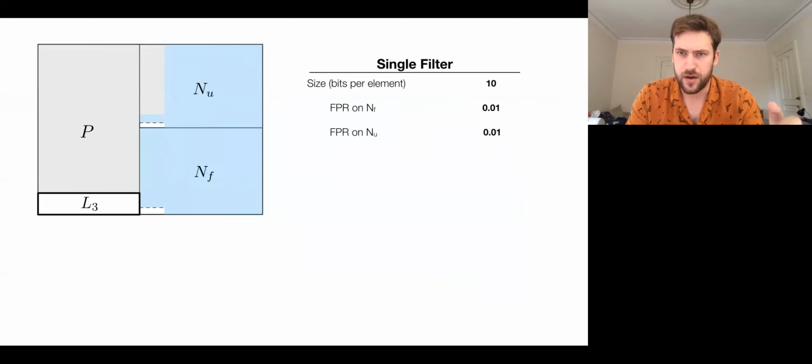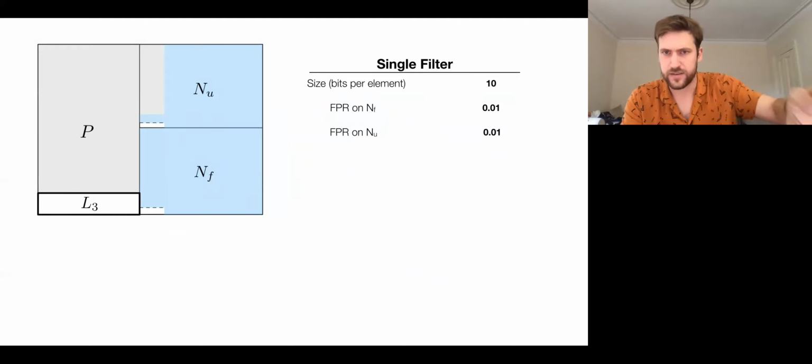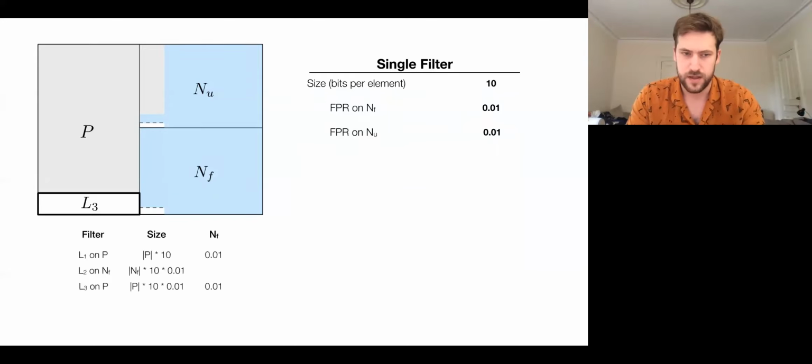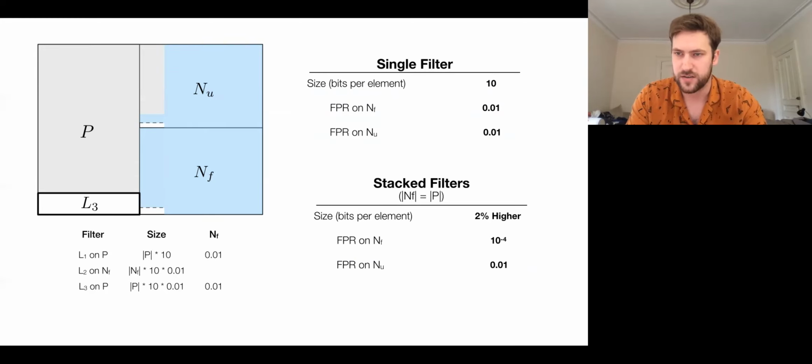So let's compare a single filter with this stack of filters. If you think of a single filter, here we're going to say it has 10 bits per element, and then its false positive rate is 1%. And this is going to be true for each layer. So that would be the metrics if you just finished at the end of a first layer. Here's what's going to happen if you build two more. You're going to have two sets, which are going to have size of 1% of your negative set and 1% of your positive set times the size of the filter. And in particular, if NF and P are about equal, this is about a 2% higher space.